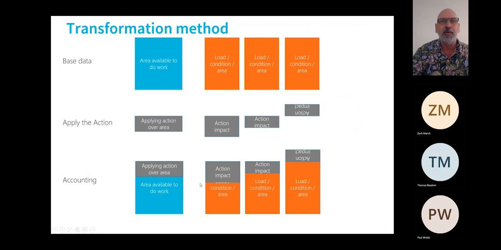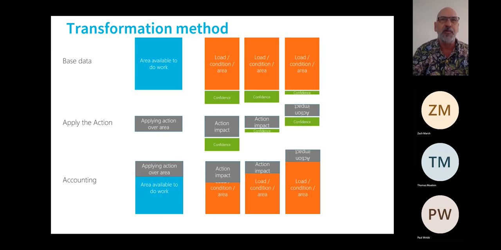Along with the base data, we've got a confidence associated with that base data, and we've got a confidence associated with the impact of the action on that base data, and they get combined to give us an overall confidence in the predicted outcome.